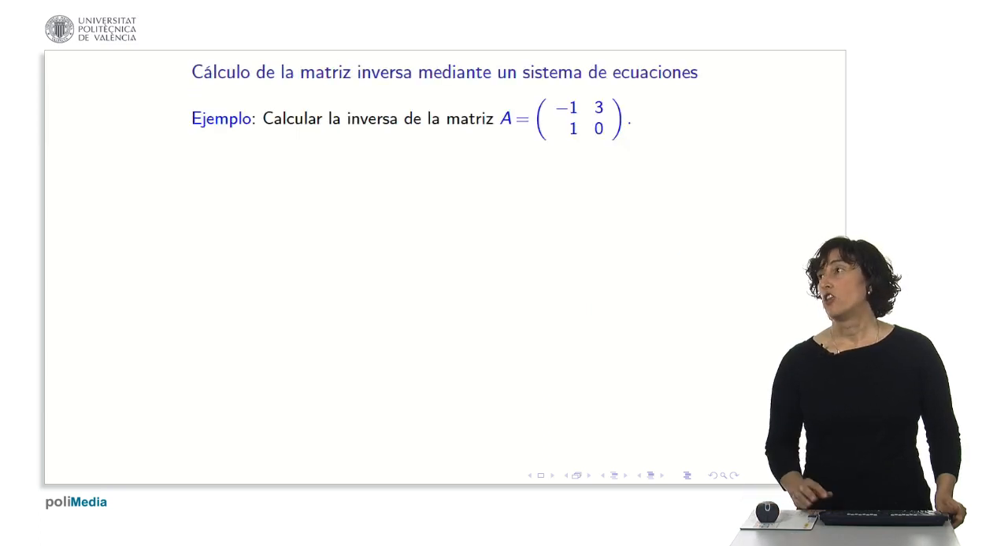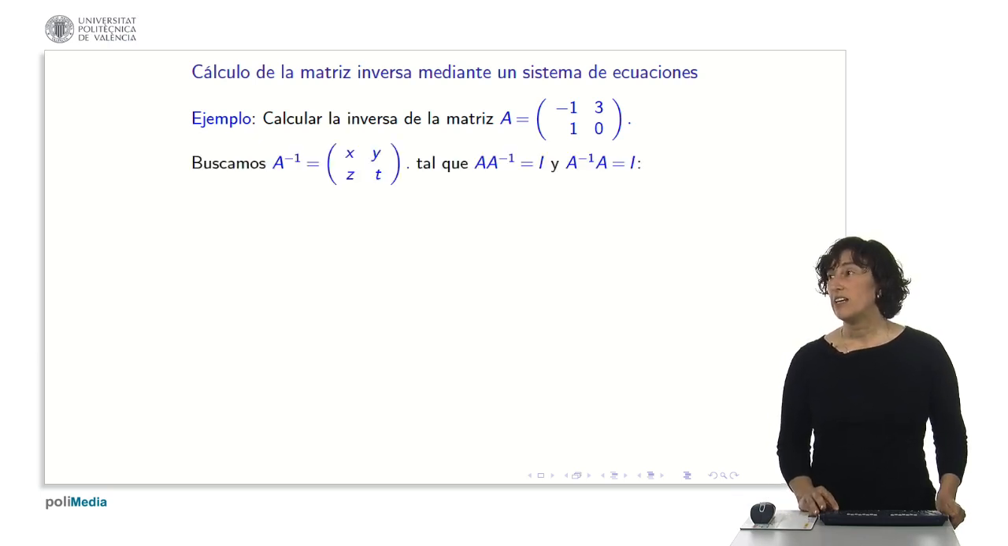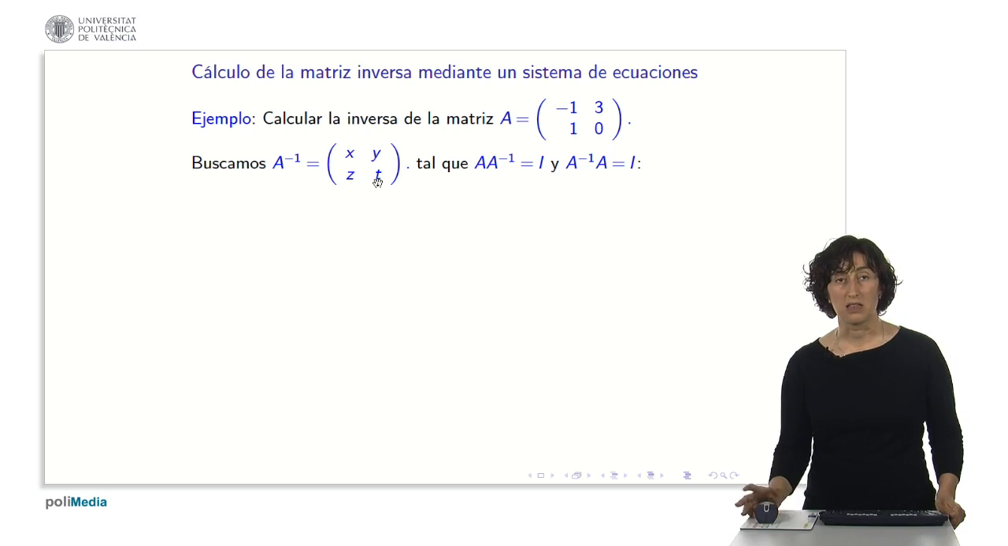So, we will start. If I have a matrix A = [-1, 3; 1, 0], how could we calculate the inverse matrix using systems? Well, simply apply the definition of the inverse matrix. That is, I look for a matrix which has some numbers here, x, y, z, t, that I do not know, so that A times A^-1 and A^-1 times A is the identity matrix 2 by 2. Well, let's do those products.